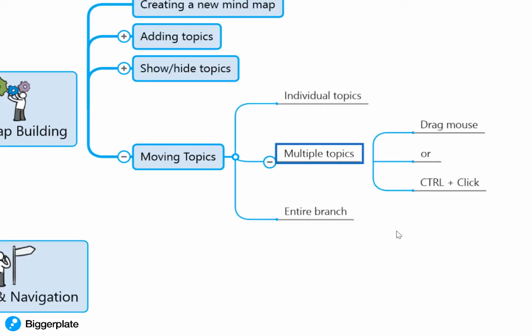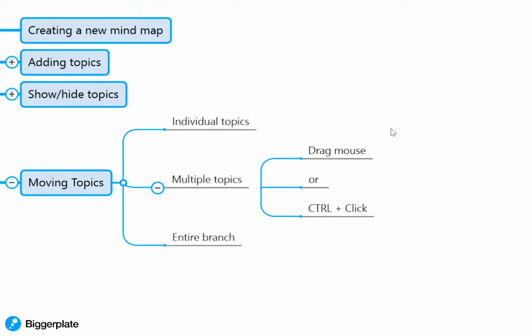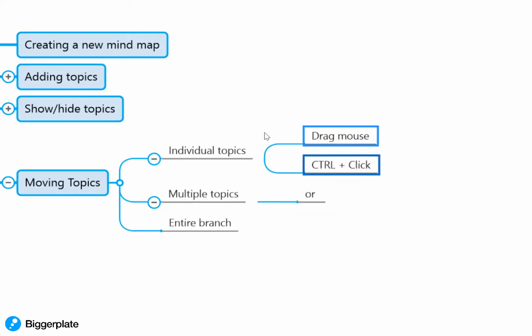But of course we may sometimes want to move multiple topics at once, and we can do this by dragging the left click of our mouse, and you'll see I've highlighted these two topics. I can now again left click and hold and drag both of those over to the other branch wherever I want to move it.